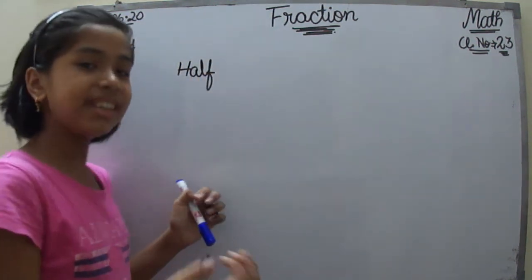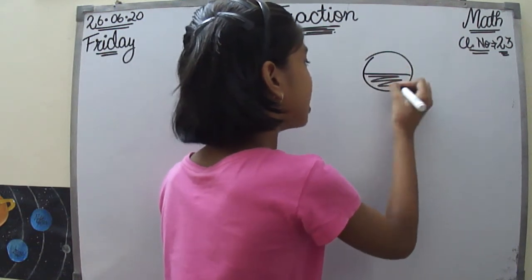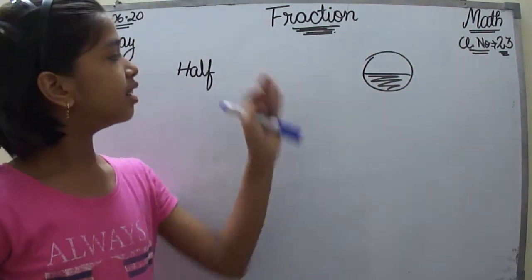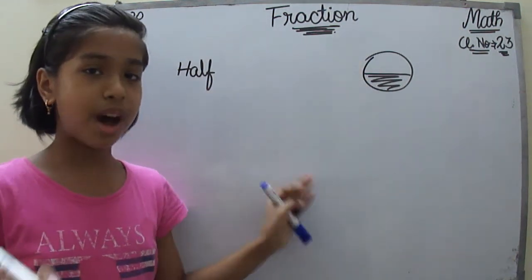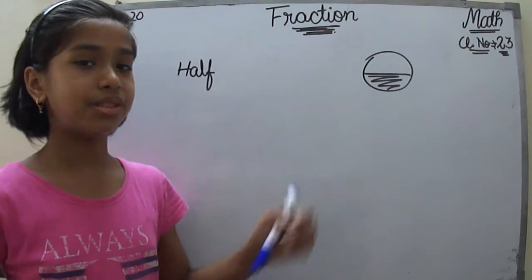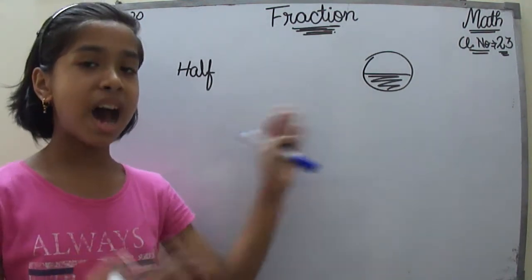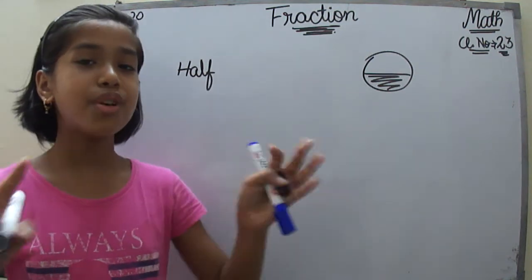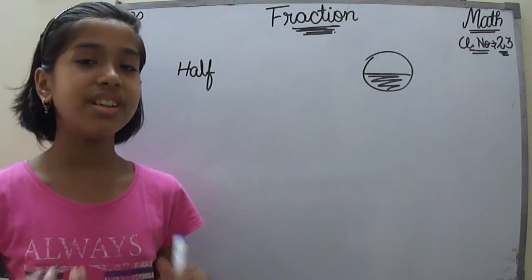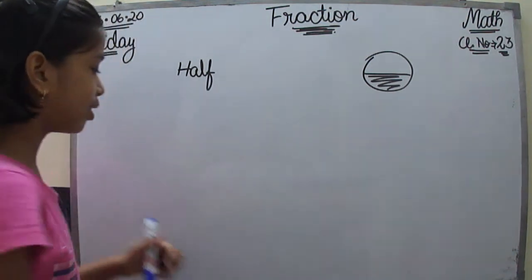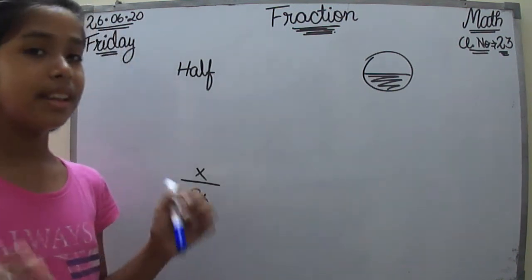In the diagram, it will be represented like this. Take a circle or any shape, divide it into 2 halves, and then shade one part. So it can also be called 1 upon 2, half of the circle or half of the whole. Then we get the variables. How can you represent the fraction in variables? Very simple. You can represent that as x upon 2x.